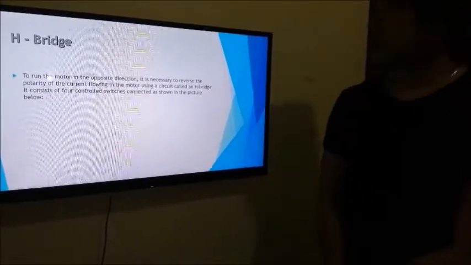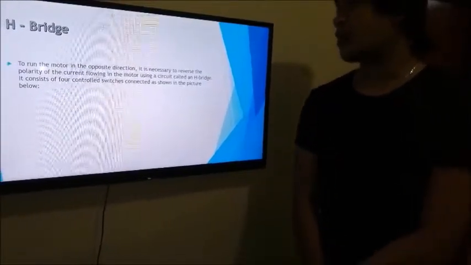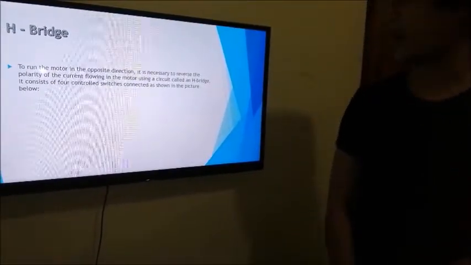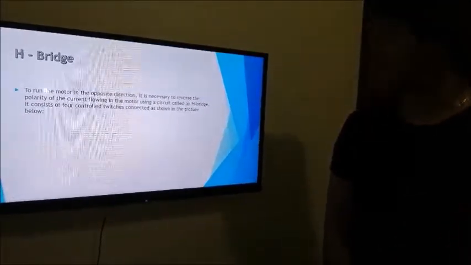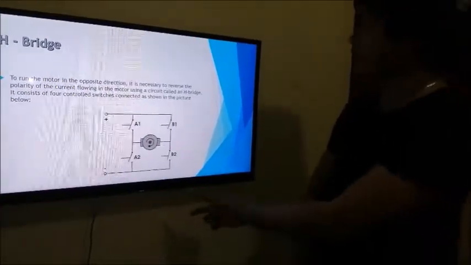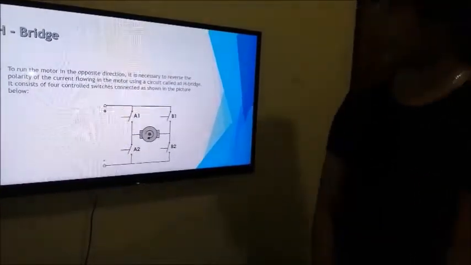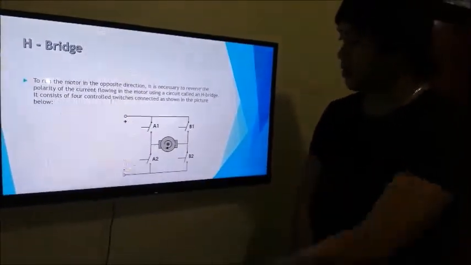So next, H-bridge. To run the motor in the opposite direction, it is necessary to reverse the polarity of the current flowing in the motor using a circuit called an H-bridge. It consists of four control switches connected as shown in the picture below. So this is the picture of the diagram. This is the positive and then the negative.